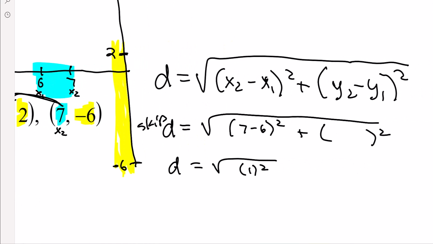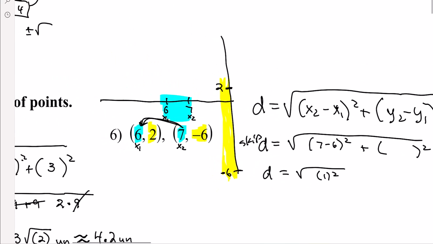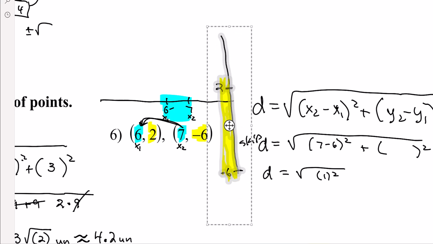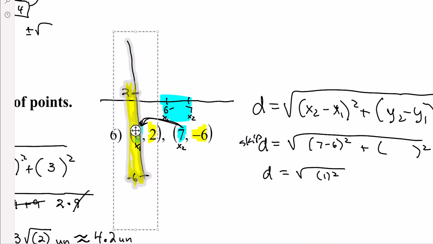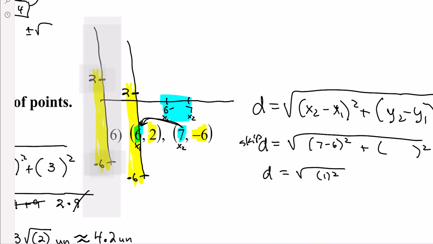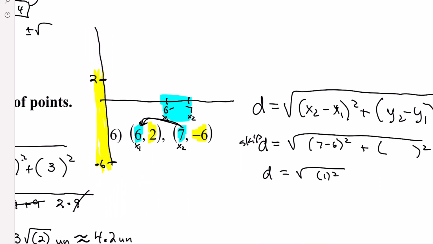And then for the y's, visually, since this is 6 and 7, I should have actually put this over here. Okay, well now look at this distance. Well, from 2 to 0 is 2. From 0 to negative 6 is 6. 2 plus 6 is 8. So negative 6 subtract 2 is negative 8. Because if we go down, but the distance itself is 8 spaces.